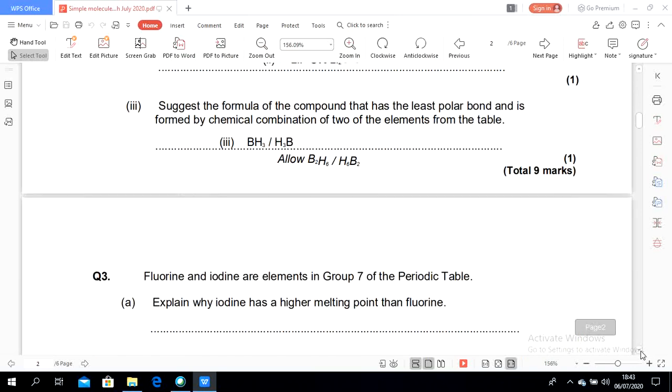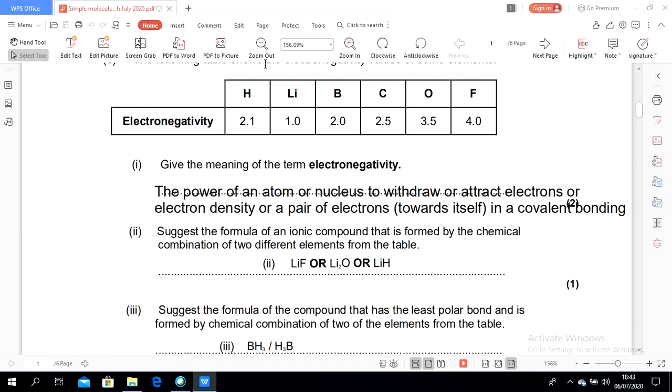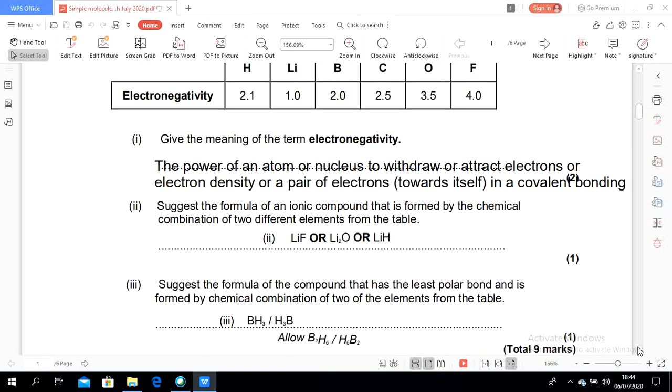Okay, next let's continue. This one suggests the formula of the compound that is the least polar. Least polar means that the difference in electronegativity is near to 0. In here, between boron and hydrogen, see, hydrogen is 2.1, boron is 2.0. So the difference in electronegativity is 0.1, which is close to 0. So it has the least difference in electronegativity, therefore it is the least polar.